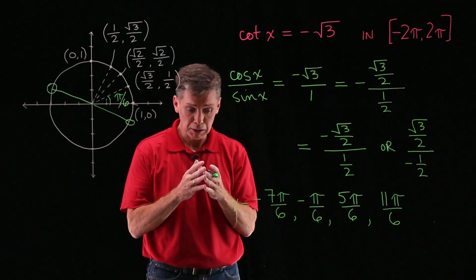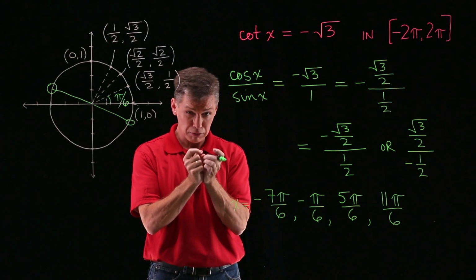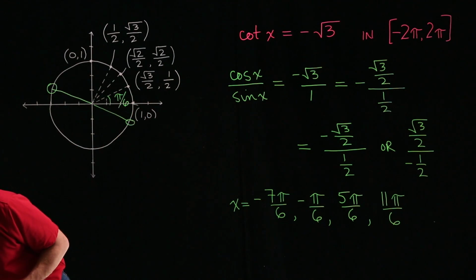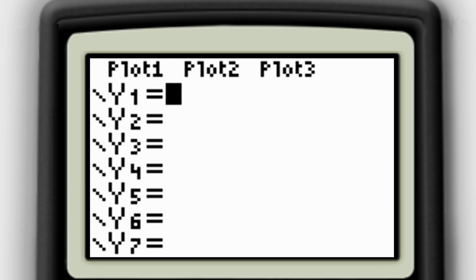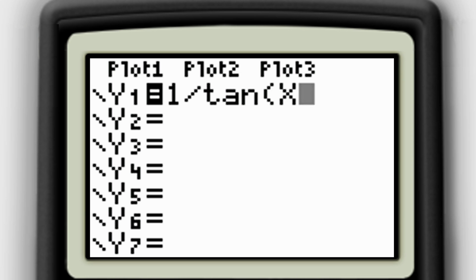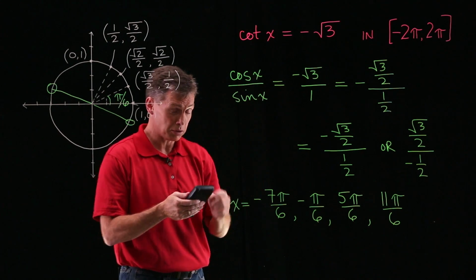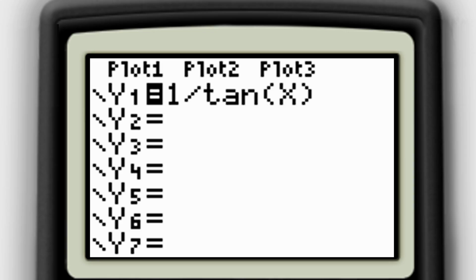Finally, I forgot to mention at the beginning of the problem, they wanted me to verify with a graphing utility. So let me grab my graphing utility now. In my y equals, I need to enter the original function, which is cotangent of x. Depending on your utility, you probably don't have a cotangent feature. So I can do 1 divided by tangent, or I can even use cosine over sine, which I know the cotangent equals. So I'm going to do 1 divided by tangent of x.